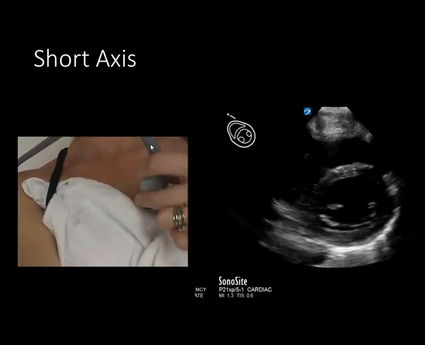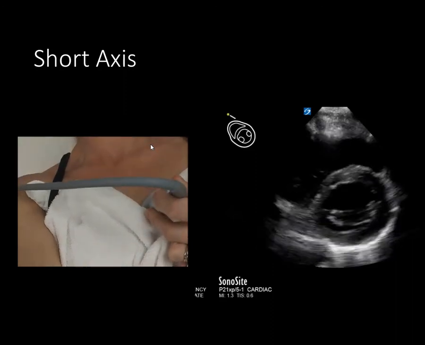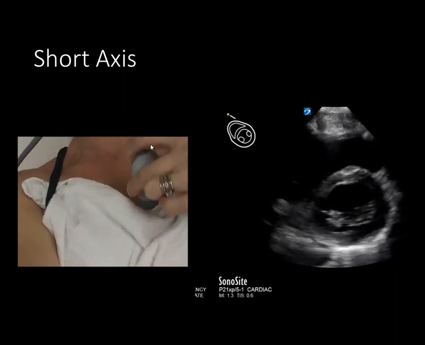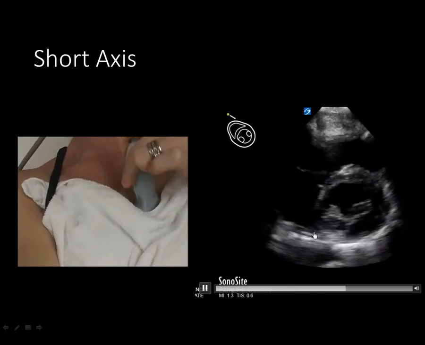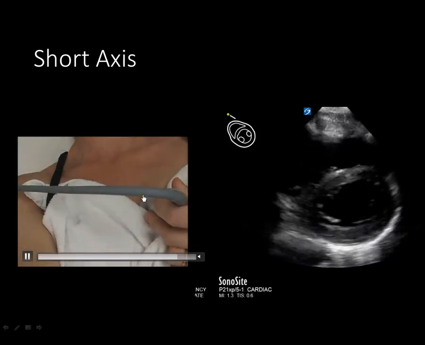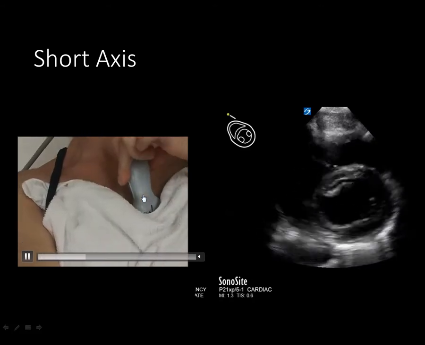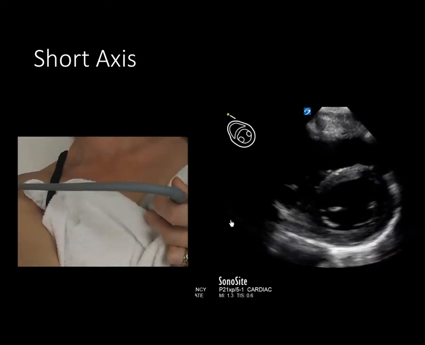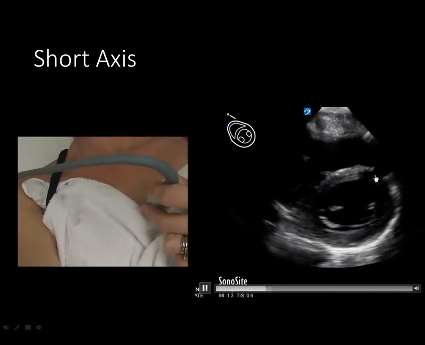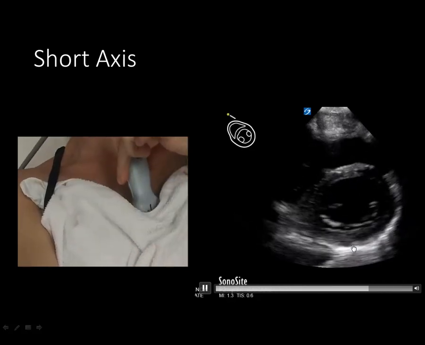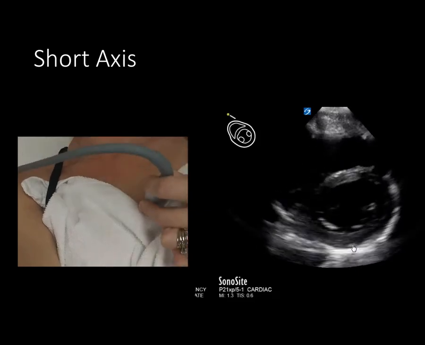We will then rotate the probe 90 degrees to obtain the short axis view. In this view, the left ventricle will now be a nice circle. We will fan, interrogating from the aortic valve all the way down to the apex of the heart. Again, the right ventricle will be crescentric in the near field and the left ventricle in the far field. Let's review the various levels here.